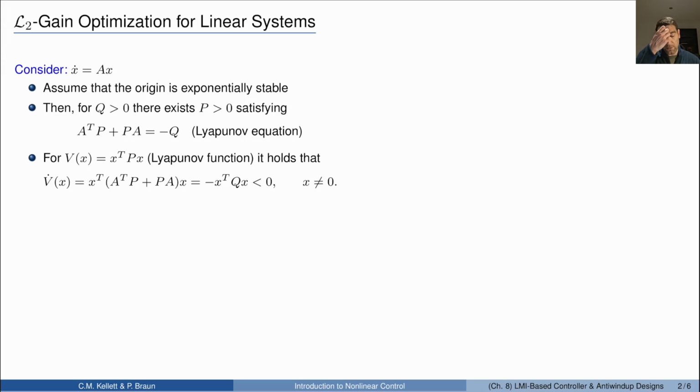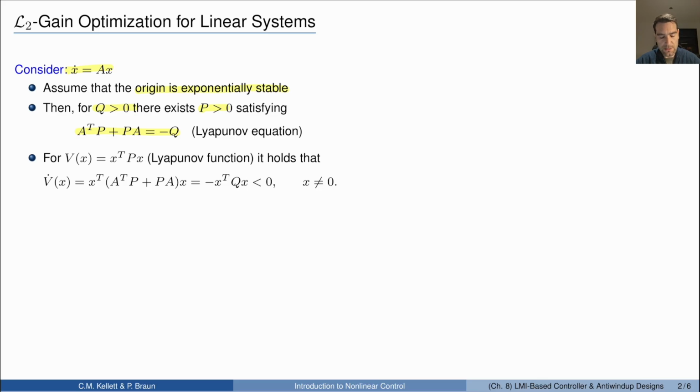And here we start with a quick motivation in terms of the linear system x dot is equal to Ax. And we want to characterize asymptotic stability or exponential stability properties of the origin. Then we know that the origin of this system is exponentially stable if we can take an arbitrary positive definite matrix Q, and then there must exist a positive definite matrix P satisfying the Lyapunov equation here.